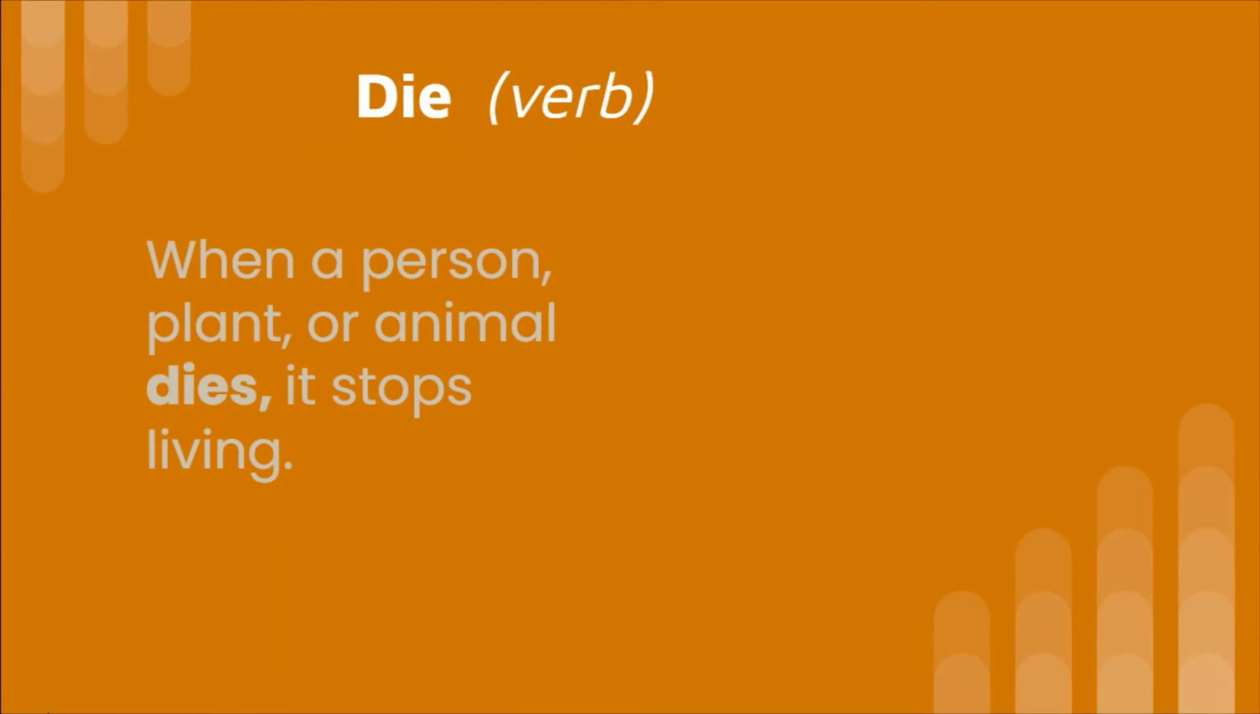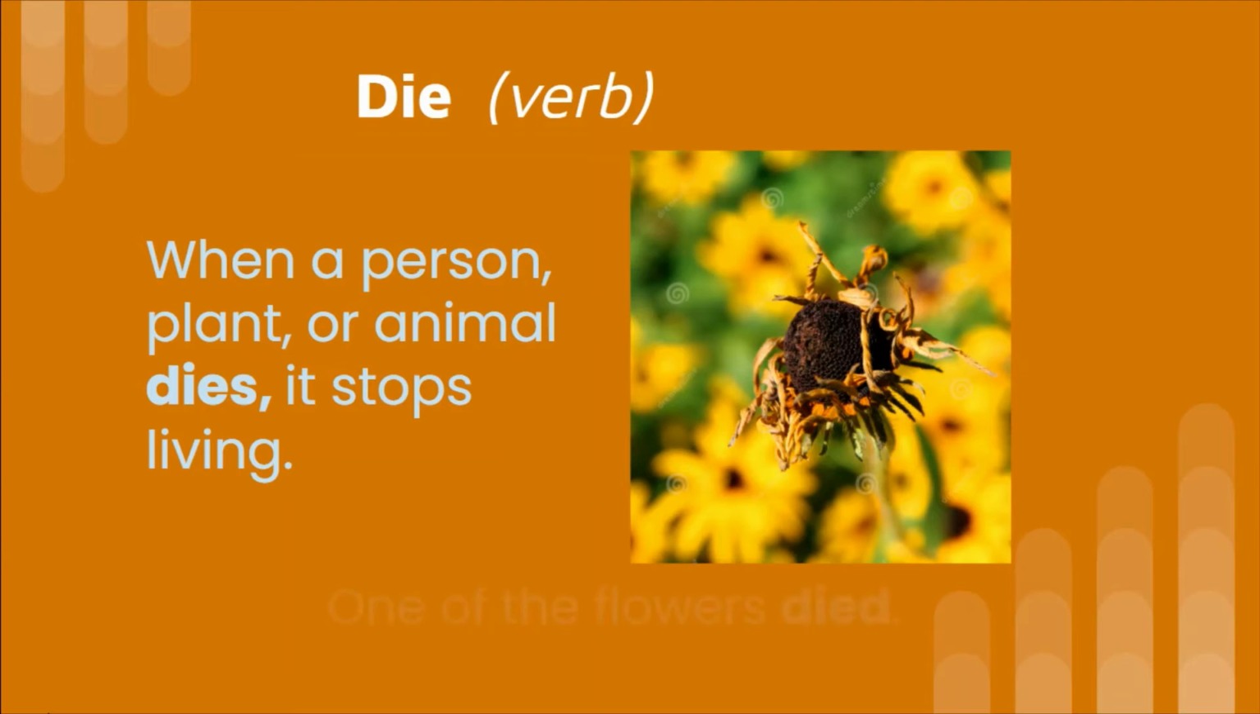Okay, so the next word that we are going to look at is die. Let's say die. And die is a verb. Okay, let's go ahead and look at the definition. When a person, plant, or animal dies, it stops living. Can we read it together? When a person, plant, or animal dies, it stops living.